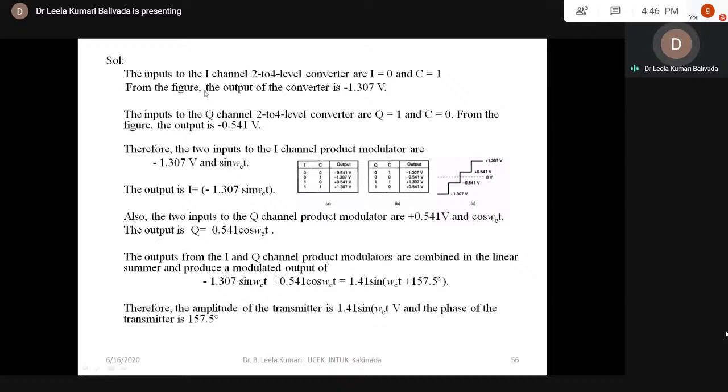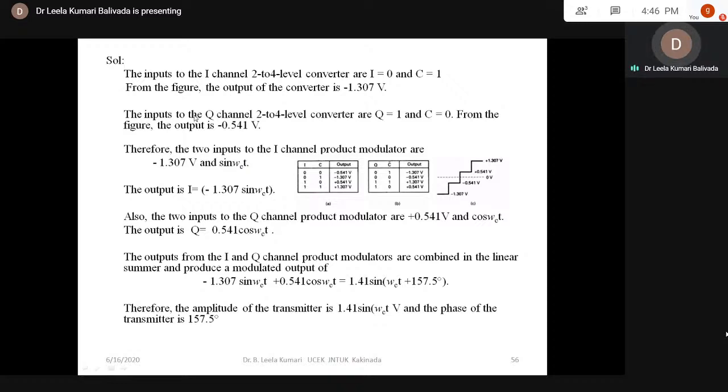Okay, so the inputs to the I channel converter are I0 and C1. Therefore, the output is minus 1.307, since I0 C1 means minus 1.307. This minus 1.307 and the other input to the product modulator, sin omega Ct. Therefore, the output of the I channel is minus 1.307 sin omega Ct.